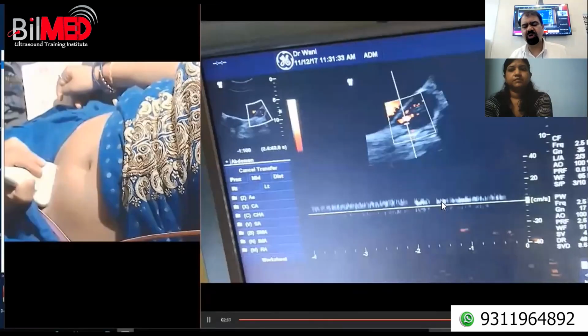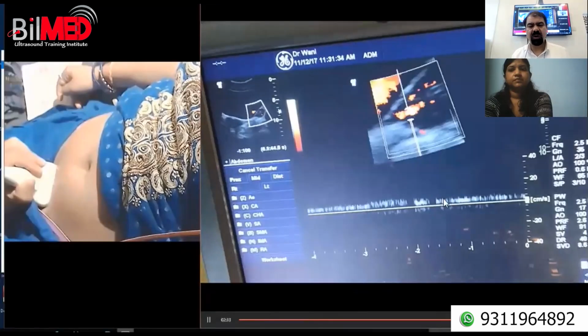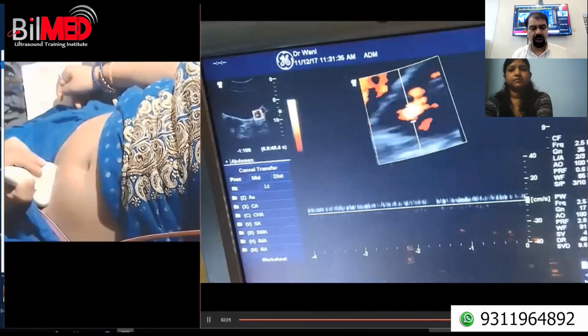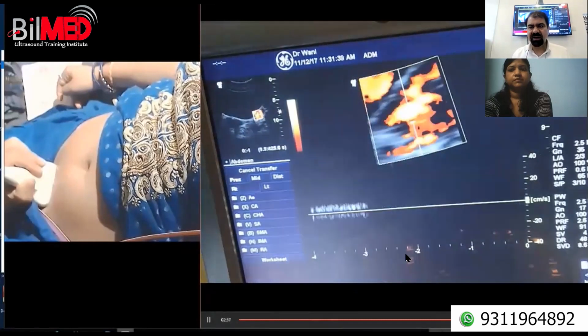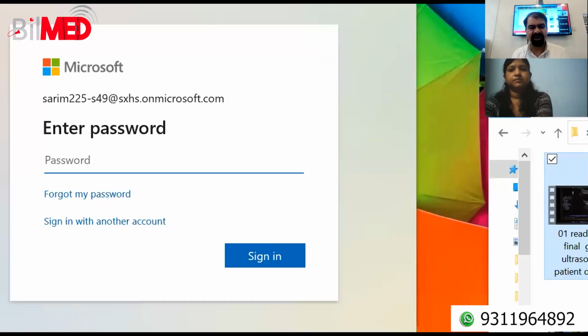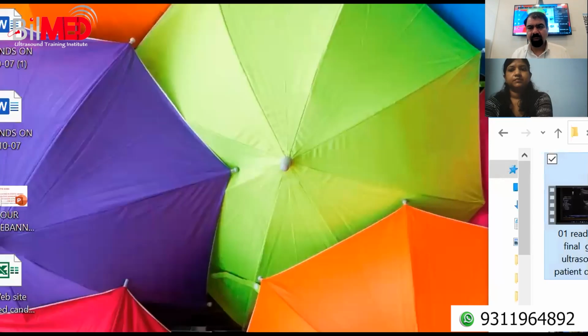So this is the uterine Doppler, which we will discuss some other day. These are the patients which we showed you. This is a short webinar. We cannot show you in great detail. This will last for months together.